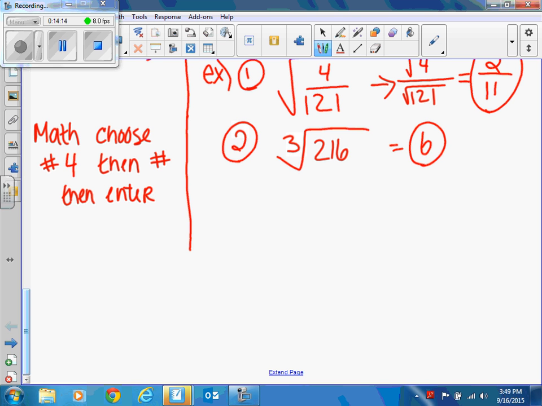Okay? All right, moving forward, let's say that I give you the cube root of 180.